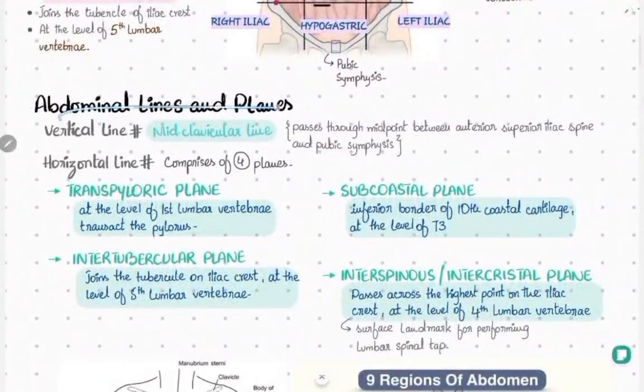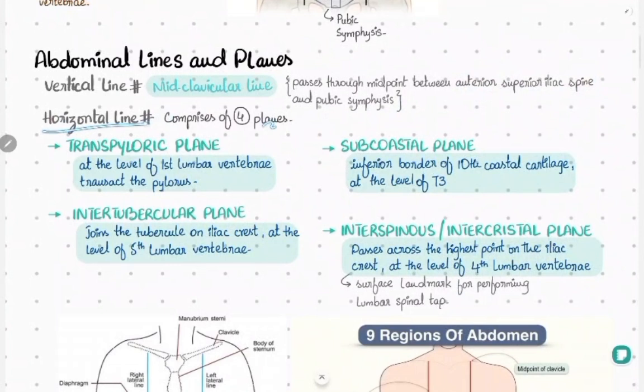Moving on to the abdominal lines and planes, the vertical line known as the midclavicular line passes from the midpoint of the clavicle to the midpoint between the anterior superior iliac spine and pubic symphysis. The horizontal lines comprise 4 planes: the transpyloric plane at the level of first lumbar vertebra that transects the pylorus of the stomach, and the intertubercular plane that joins the two tubercles of the iliac crest at the level of fifth lumbar vertebra. These two planes are the two horizontal planes that divide our abdomen into 9 regions.